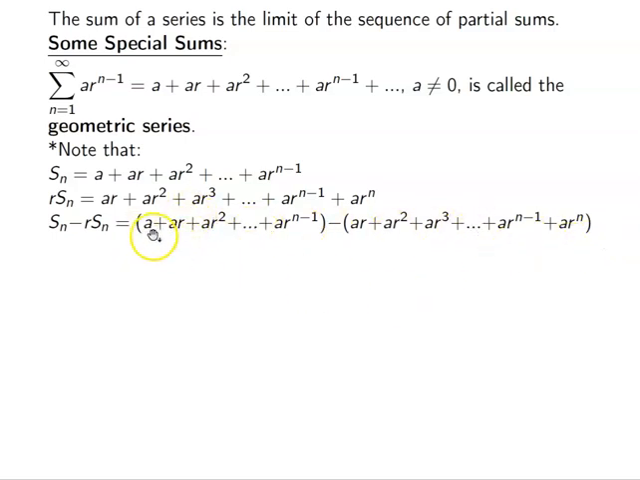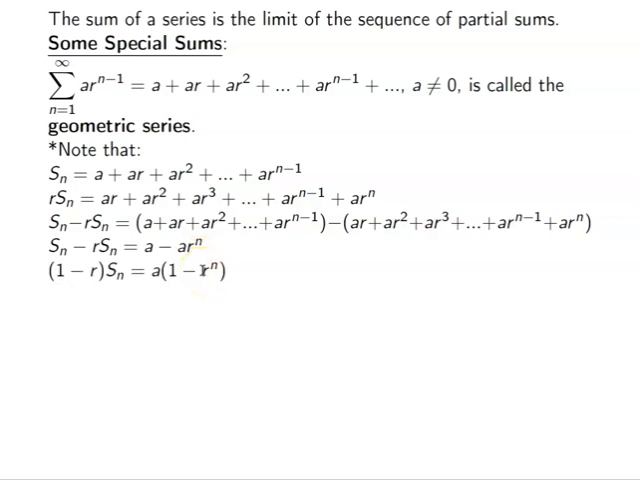If we simplify this, you see that a doesn't have a common term to subtract, but ar subtracts the first term of r times Sn, ar squared on the second, ar cubed on the last one. The last term of the first n partial sum, ar to the n minus 1, cancels out with the second to last. So the only things left are the first term from the first n partial sum and the last term from r times the n partial sum. That leaves me with the difference of the partial sum and r times the n partial sum: a minus ar to the n.